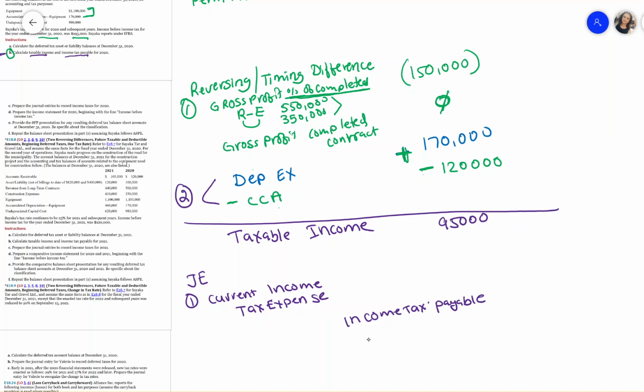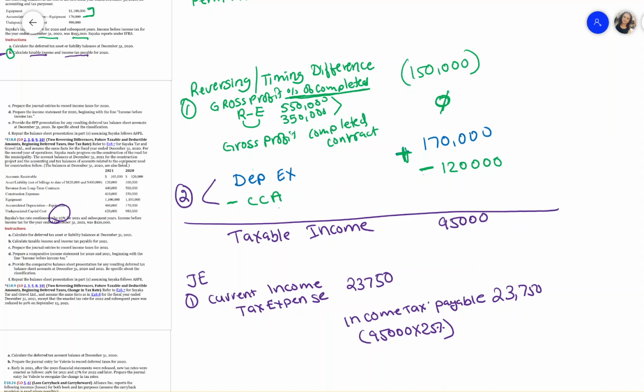In this case, when we calculate our income tax expense and our income tax payable, we take our taxable income. Taxable income is 95,000, and our rate, they told us in the question, is 25%. Multiplying by the 25% gives you your current income tax expense. In this case, my current income tax expense is $23,750. So that's our first entry. Our second entry: we already did an entry for the current expense. Now we have deferred taxes.